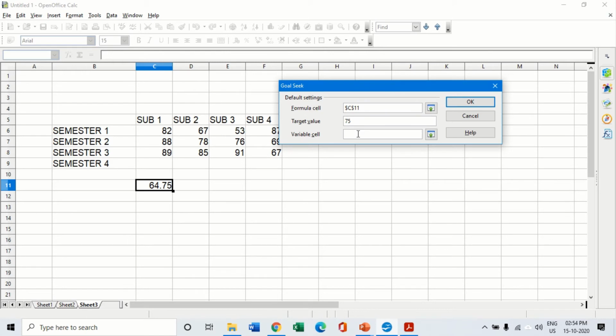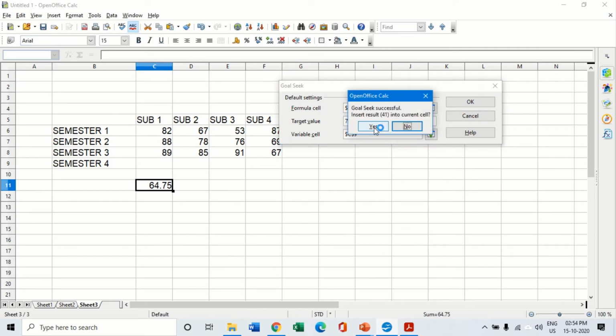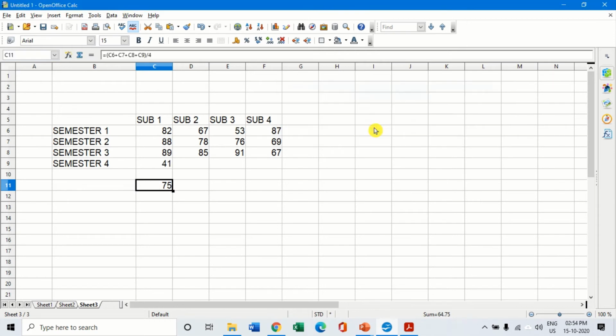And which cell is the variable cell? The cell of semester 4. So you want to know that in semester 4, to get 75% finally, how much marks should be achieved. You click on OK, and it will say insert 41. So in semester 4, he or she needs to get 41 marks to achieve 75%.